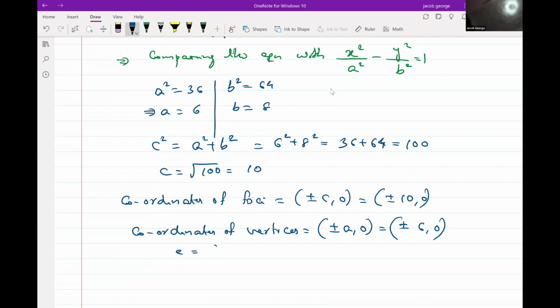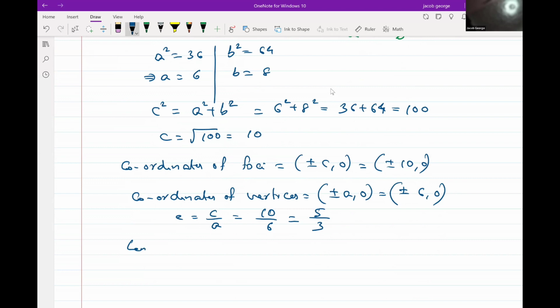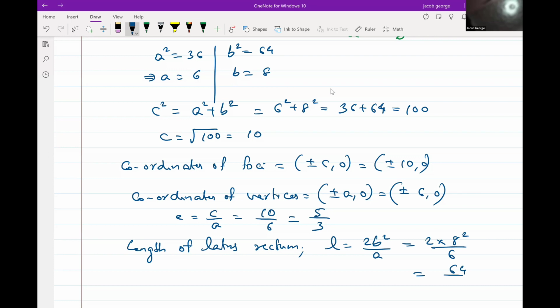Eccentricity e is equal to c by a. So that is 10 by 6, 5 by 3. Length of latus rectum, L is equal to 2b square by a. That is 2 into b, b is 8, 8 square by a. So 64 by 3. Length of latus rectum is 64 by 3 units.